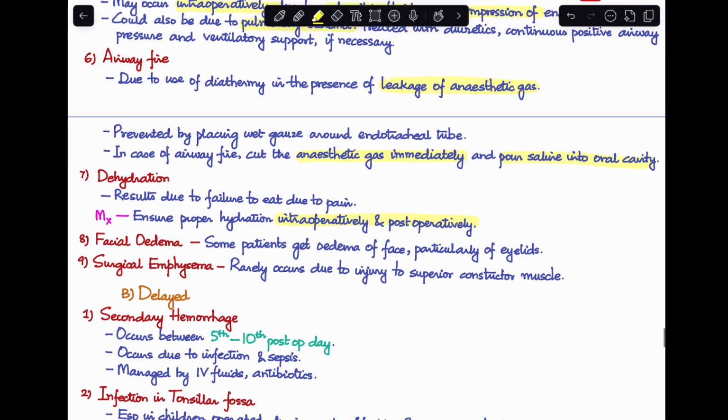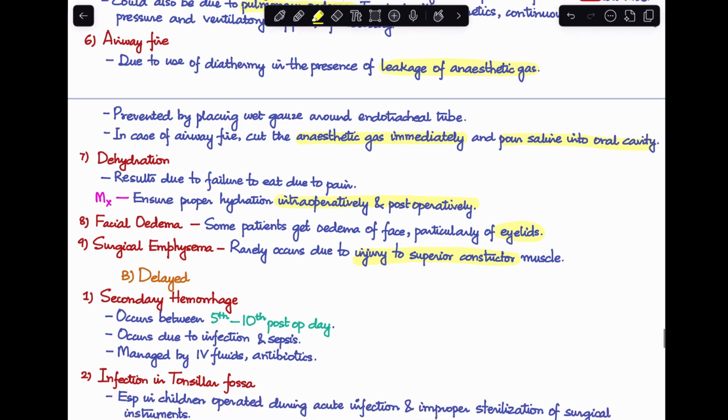Next complication is facial edema. Some patients are seen to get facial edema postoperatively, particularly around the eyelid area. Lastly, surgical emphysema, which is a very rare complication, and this can occur due to injury to the superior constrictor muscle. So, these are the 9 immediate complications of tonsillectomy.